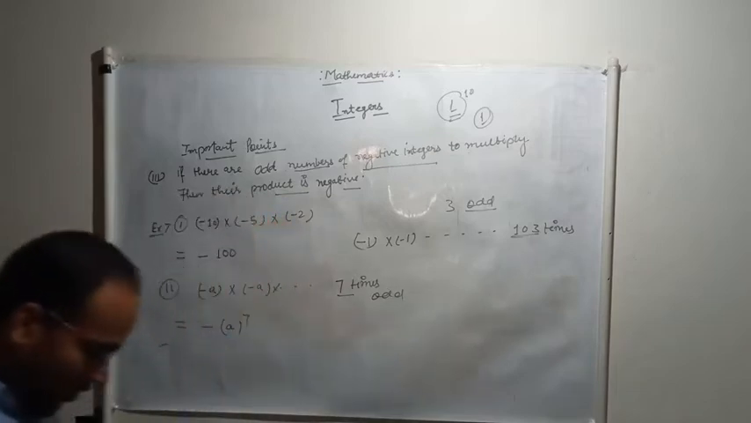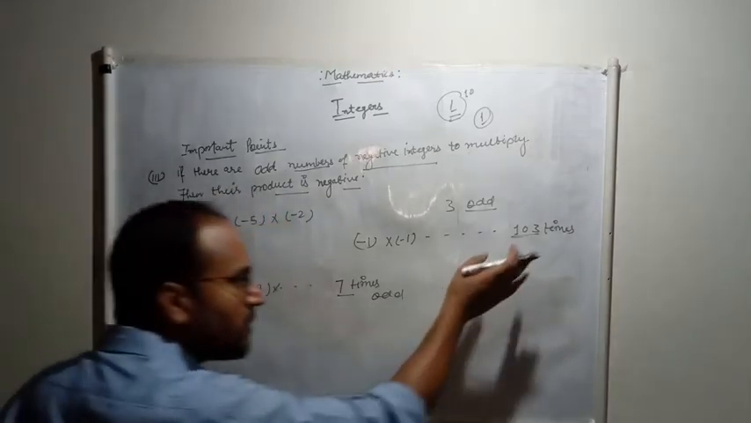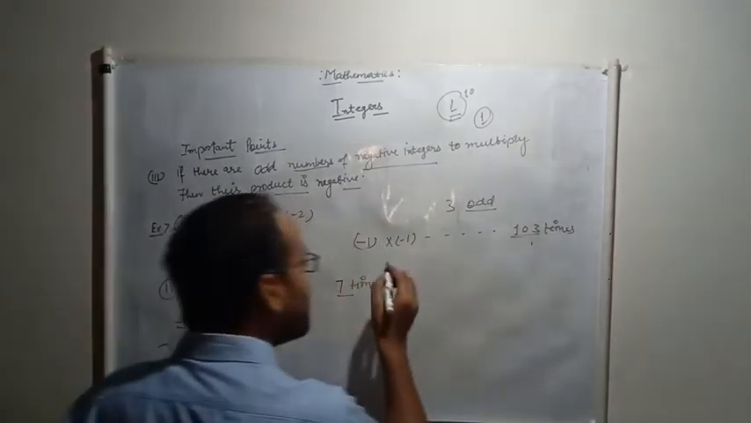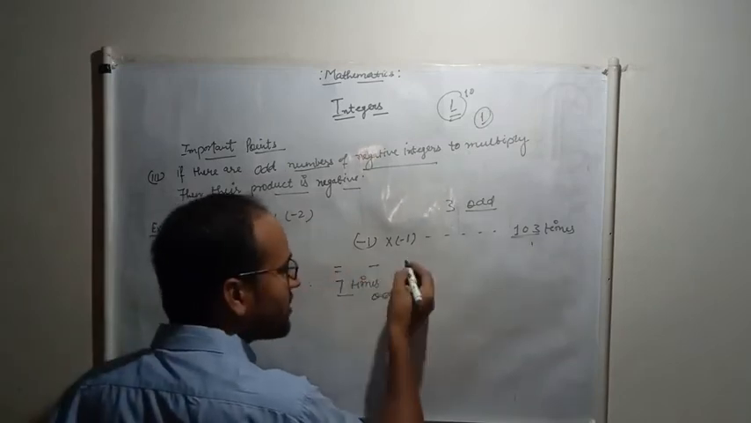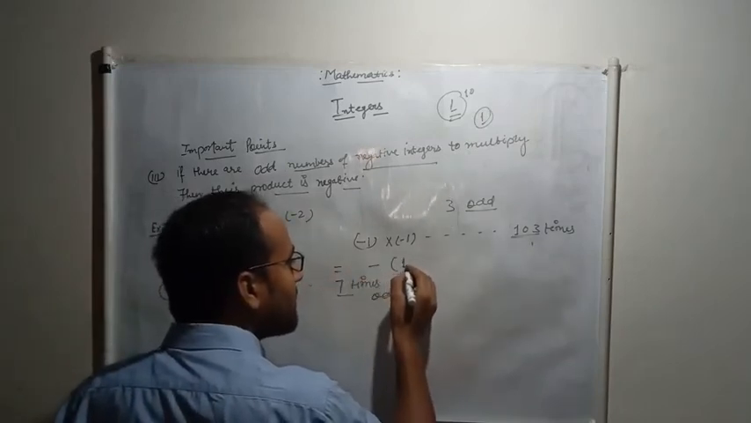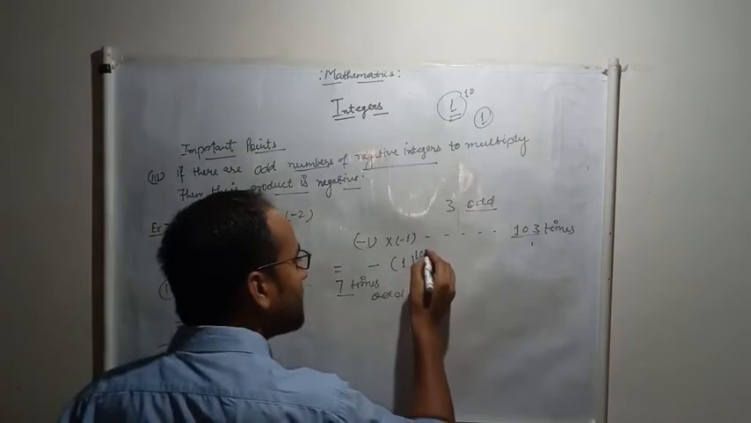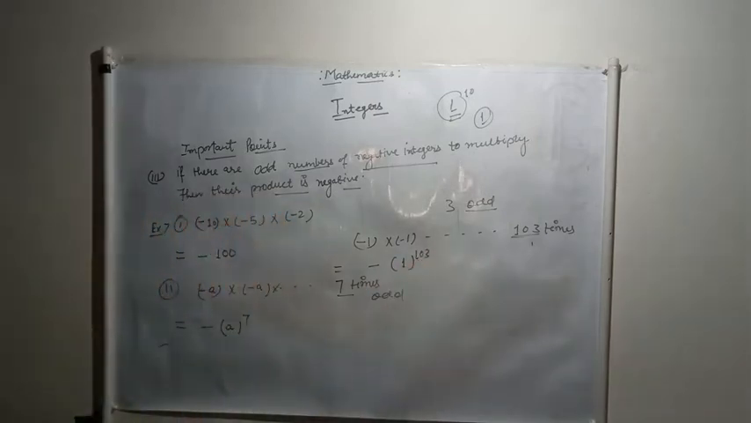Is 103 even or odd? Since it is not divisible by 2, it is an odd number. So your result is a minus, with 1 outside and then 1 to the power of that number. Your product should be negative.